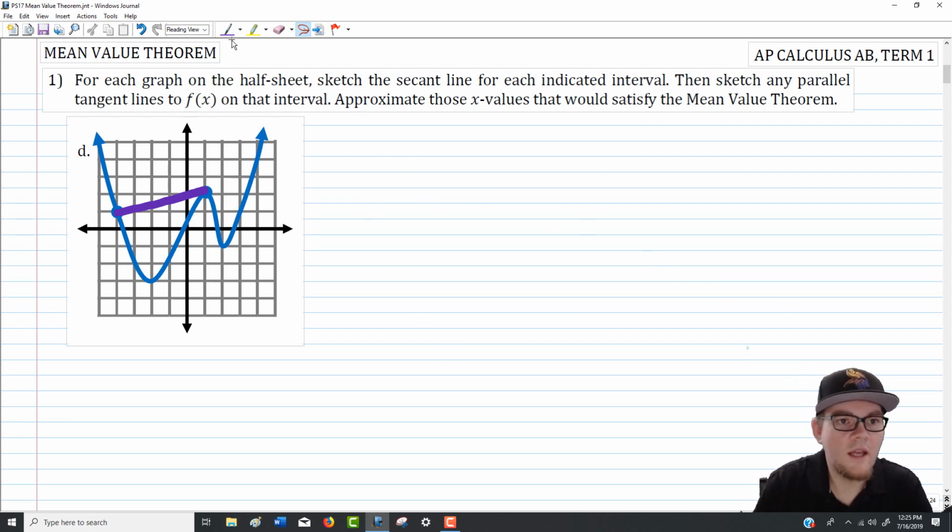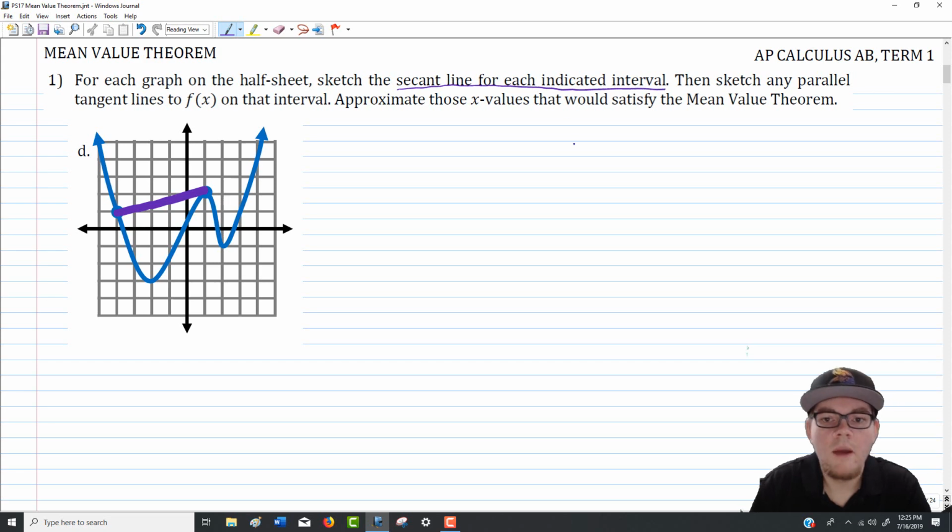So we've just sketched exactly what it said. We wanted to sketch the secant line for the indicated interval. Let me remind you here for a second that secant, for our purpose, is describing, or has the slope of the average rate of change, at least on that particular interval. So we're starting with that. The secant line represents the average rate of change itself.